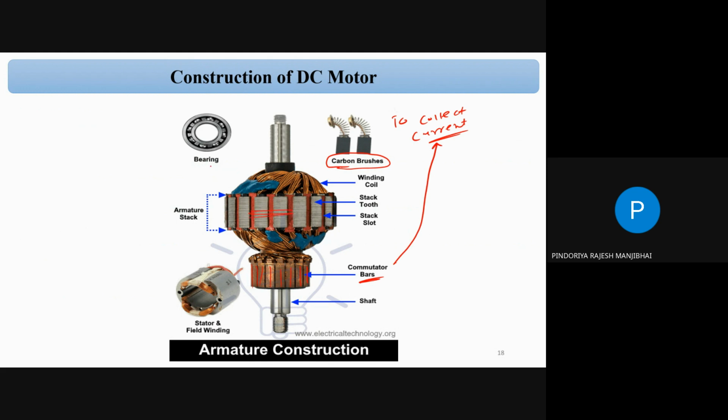And this is your bearing. Of course, the bearing is a most important part, otherwise the motor is not able to rotate, correct? So to reduce the friction, we use the bearing. Okay.